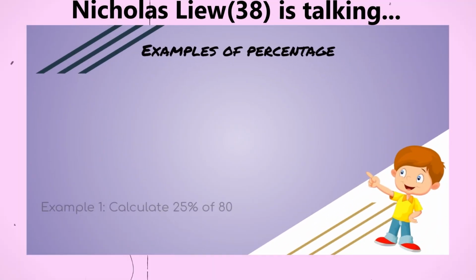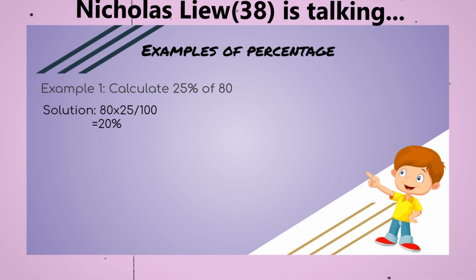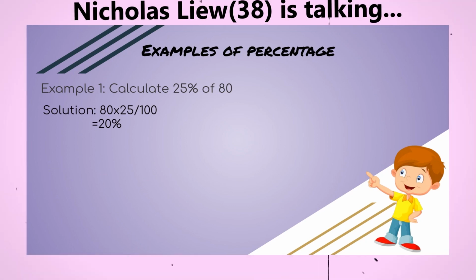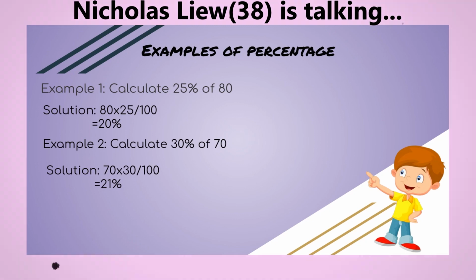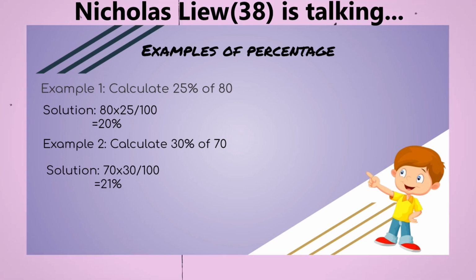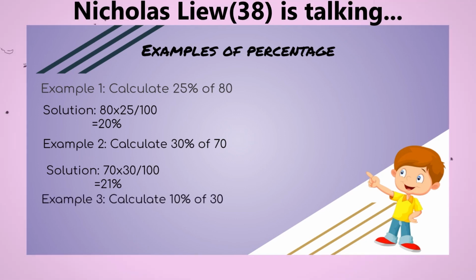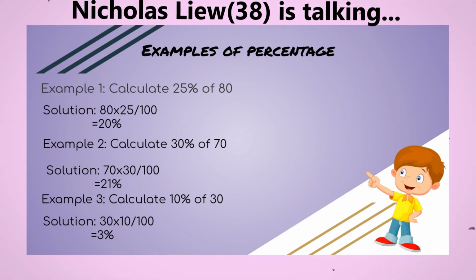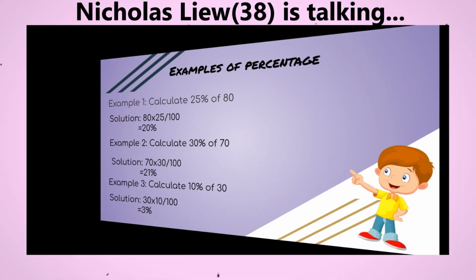Example 1. Calculate 25% of 80. The solution is 80 times 25 over 100, and you will find the answer is 20. Example 2. Calculate 30% of 70. The solution is 70 times 30 over 100, and the answer is 21. Example 3. Calculate 10% of 30. The solution is 30 times 10 over 100, and you will find the answer is 3.